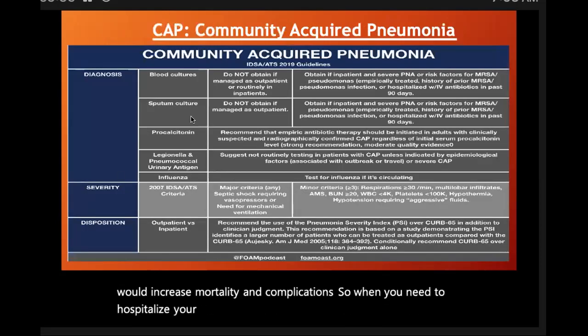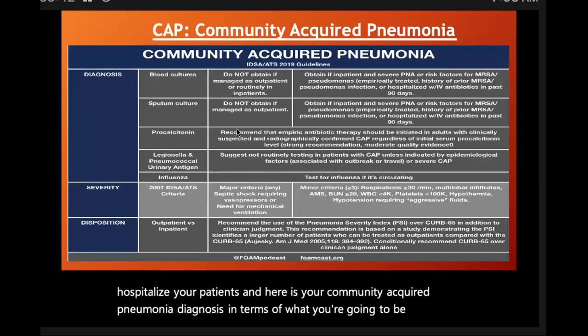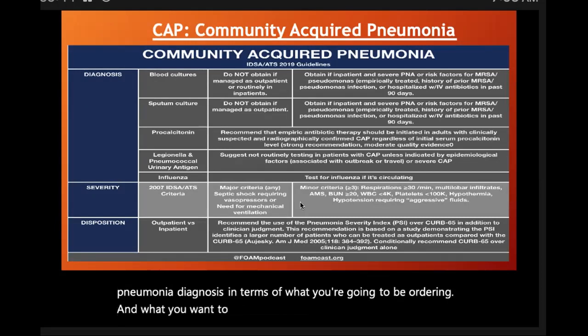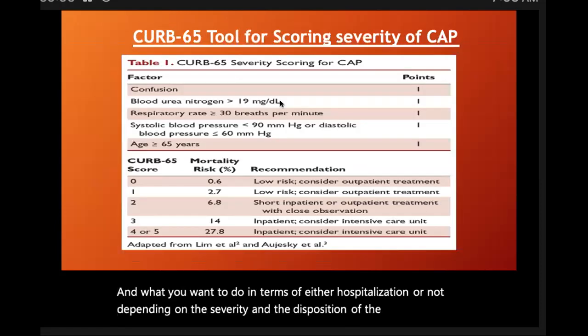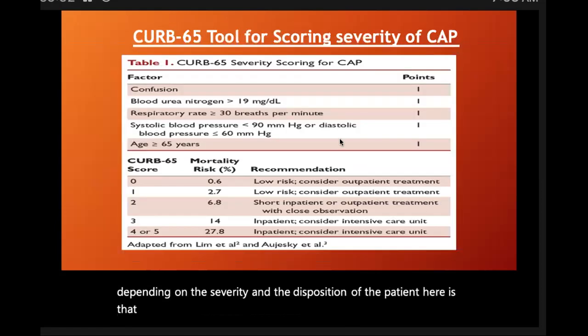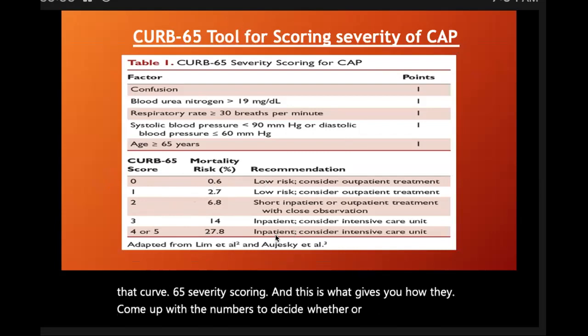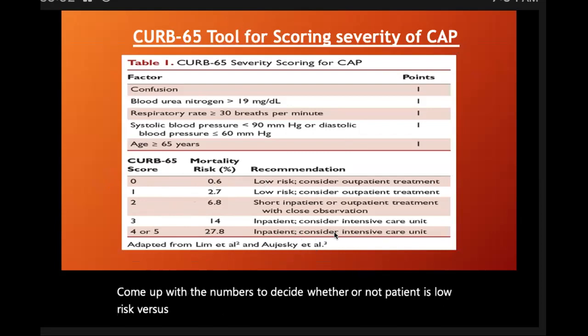And here is your community-acquired pneumonia diagnosis in terms of what you're going to be ordering and what you want to do in terms of either hospitalization or not, depending on the severity and the disposition of the patient. Here's that CURB 65 severity scoring. And this is what gives you how they come up with the numbers to decide whether or not the patient is low risk versus they need to be put in the ICU.